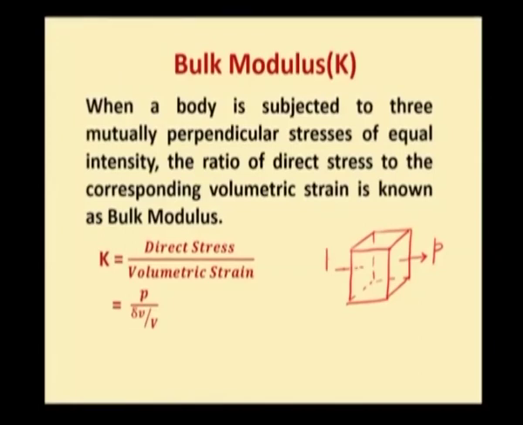If this cube is subjected to stresses in three mutually perpendicular directions, and if all the stresses acting in the three directions are of the same magnitude p. So, in this picture this cube is subjected to a tensile stress intensity of small p in all the three directions x, y and z. For this case, bulk modulus K will be the ratio of direct stress p to the volumetric strain. So, small p divided by delta V by V will be the bulk modulus of elasticity.